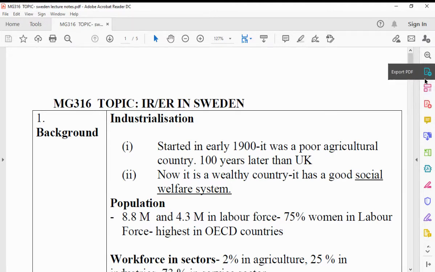So industrialization. When did industrialization begin in Sweden? It started in the early 1900s, and it was a poor agricultural country. So industrialization actually started almost 100 years later than when it started in UK.